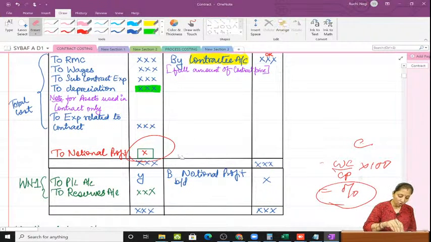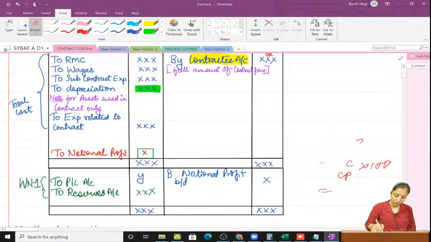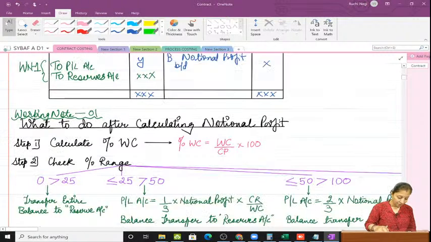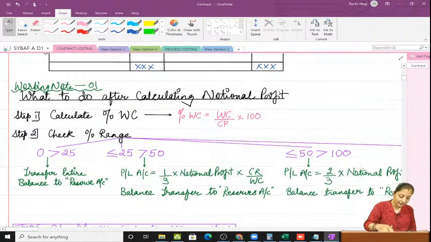Okay, so this is what you have to be attentive about: after your notional profit has come, what is the percentage of your work certified? How much is the percentage of your work certified? So this is the range.